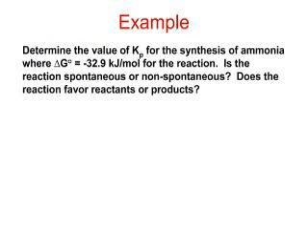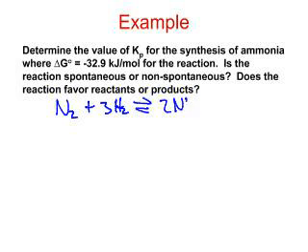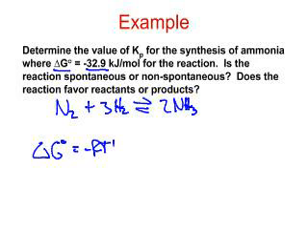Example number 1 of this sort of application. We're going to determine the value of K for the synthesis of ammonia. The synthesis of ammonia looks just like this: nitrogen plus 3H2 goes in equilibrium with 2NH3. Delta G for this process is negative 32.9 kilojoules per mole for the reaction. The question is: is the reaction spontaneous or non-spontaneous, and does the reaction favor reactants or products? Well, if we apply our equation here, delta G is equal to negative RT times the natural log of K. Let's solve this equation for K, guys.